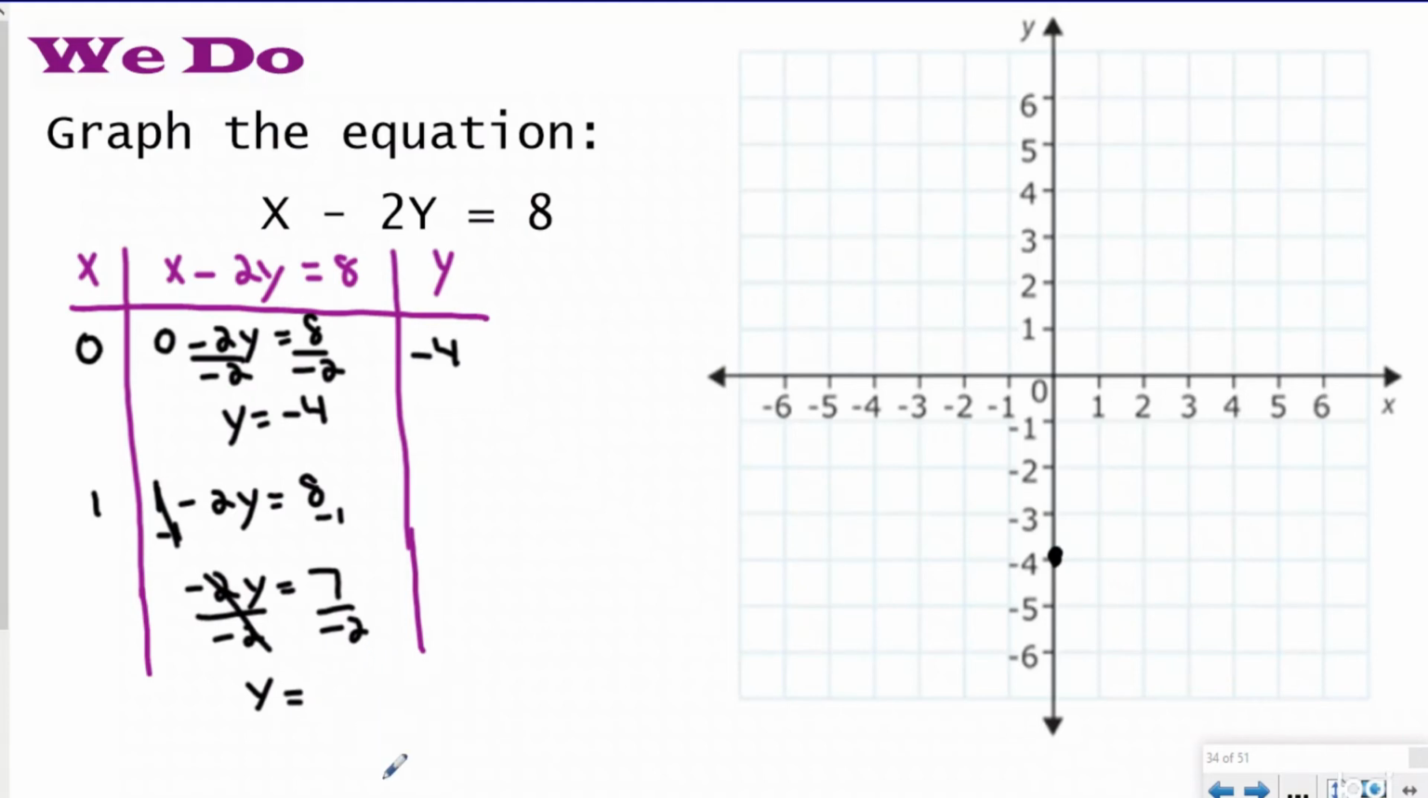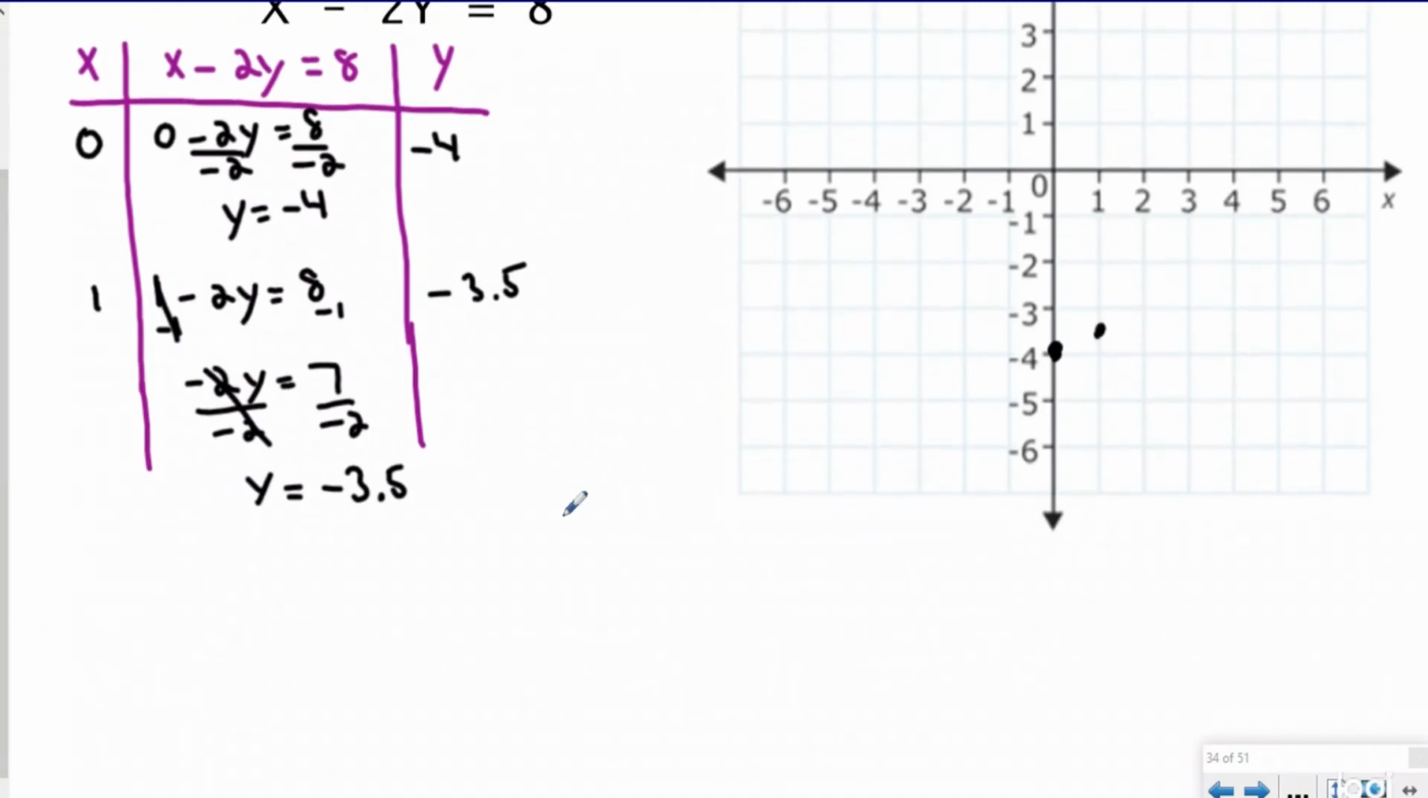-7/2. Now, I'm going to turn this into a mixed number to make it easier to graph, and then you can even turn it into a decimal, right? That would be -3½, which would be -3.5. So when x was 1, y was -3.5. Okay, so now let's graph that. So when I go over to 1, now I'm going to go down 3½. So 1, 2, 3, and then that half is going to be right there.